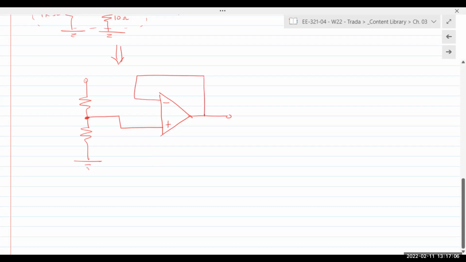The voltage follower, of course, is a unity gain amplifier, meaning whatever input you give at the terminal, you will receive that at the output. So if you now give 5 volts here, you would get 5 volts at the output.